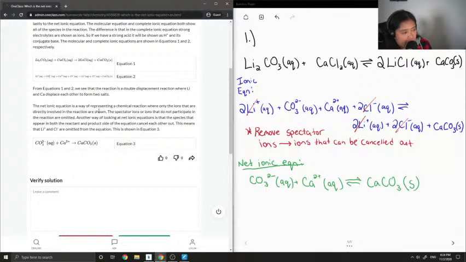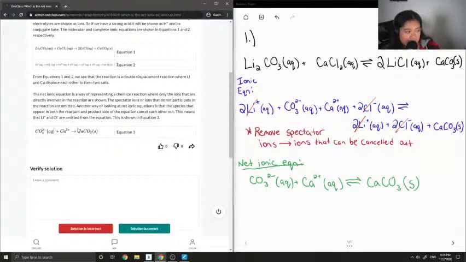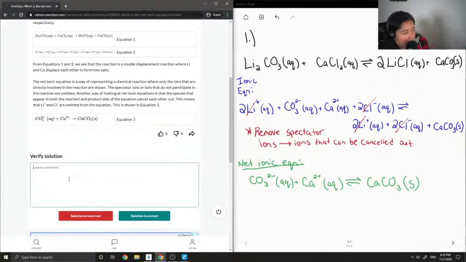The spectator ions, or ions that do not participate in the reaction, are omitted. And another way of looking at net ionic equations is that the species that appear in both the reactant and product side of the equation cancel each other out. This means that lithium plus and chlorine minus are omitted from the equation, and this is shown in equation 3. This is a very well written answer, so this solution is correct.